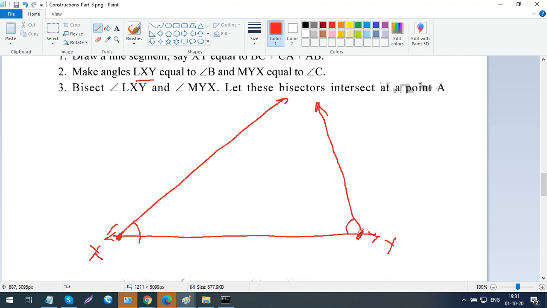After that, bisect these angles. This angle is the given angle, whatever they have given. Let us say 50, 60 or whatever is given, you draw that angle using the protractor, then bisect the angle. In the last video I told you how to bisect it. So bisect it, something like this. Let these bisectors intersect at point A. This particular point where they both intersect will be your A.